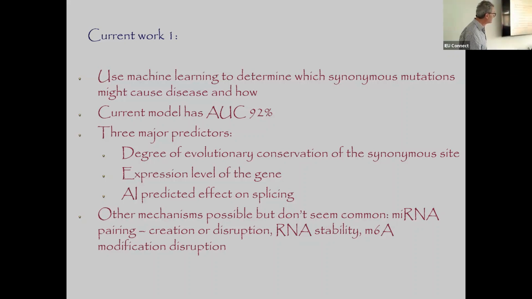But it turns out we don't actually need machine learning at all. It turns out actually there are just 3 parameters and we can predict fairly well which synonymous mutations are causing disease. They tend to be highly conserved, the gene tends to be highly expressed, and the various methods say they have an effect on splicing. And with those 3, we can explain quite a lot.